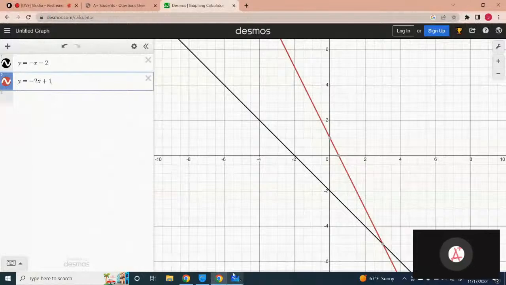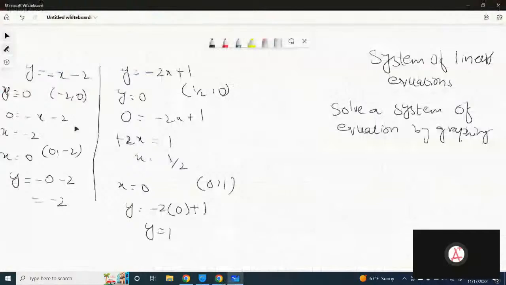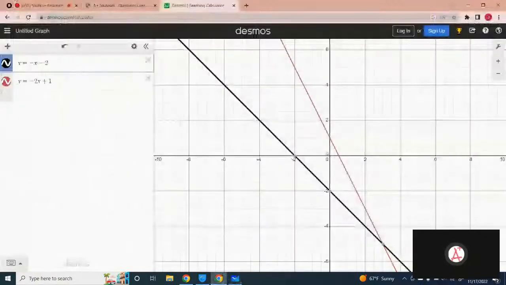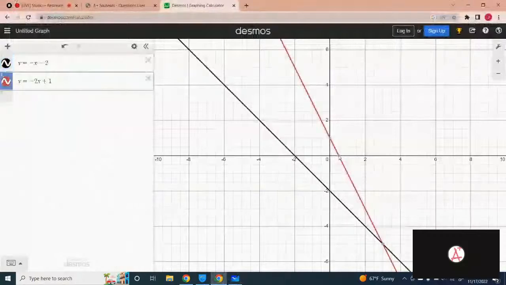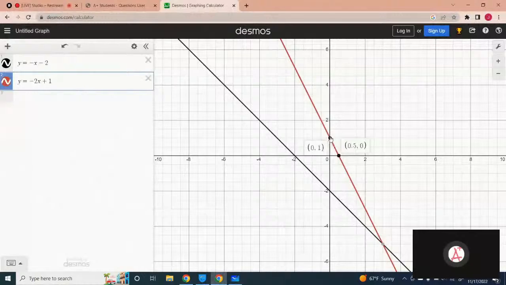They are exactly the same points. For equation number 1, I have the points (-2, 0) and (0, -2). Look at the points here. And for the other one, you have the points (0.5, 0) and (0, 1). These are the points we already found in the graph. You have to find the point of intersection. So here is the point of intersection. The point of intersection is (3, -5).